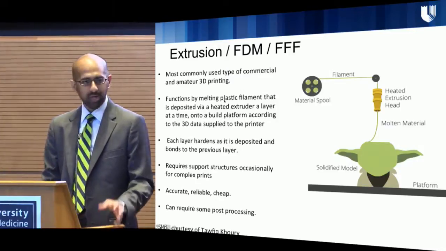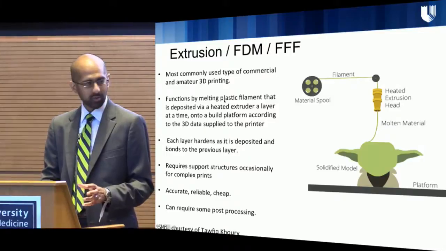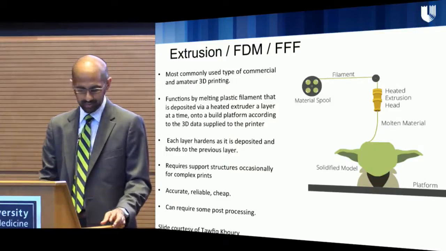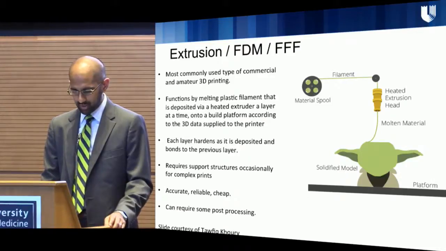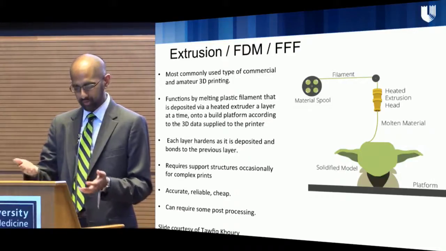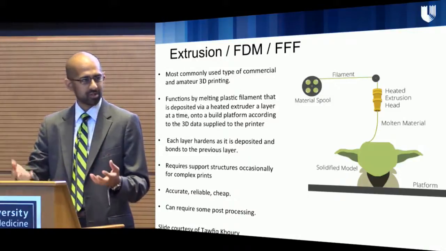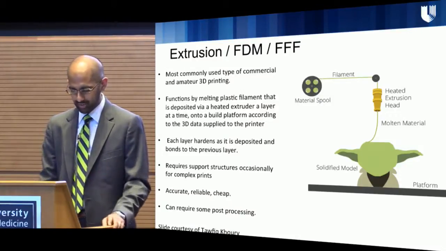So it basically melts plastic onto a heated layer, and each layer hardens as it's deposited and bonds to the previous layer. And so because you're doing this, there have to be supports printed on this as well. So you're not just going to print your valve. There's going to be a bunch of support network that comes out with it as well.